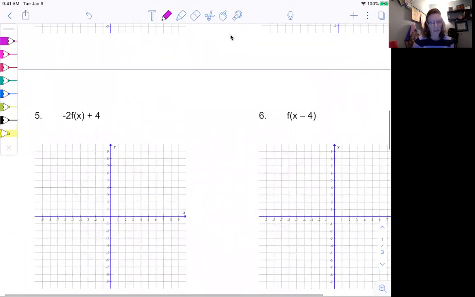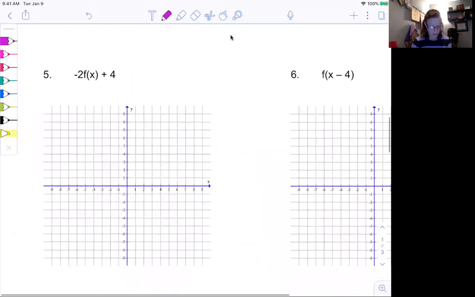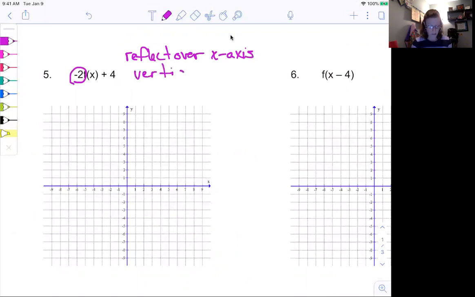Looking at the last two, just kind of explaining what's happening with this number 5. So number 5, there's 2 things going on in front. The negative sign reflects it over the x. The 2 makes it a vertical stretch. And then the +4 moves it up 4 units. Well, all of that is changing the y in the graph.